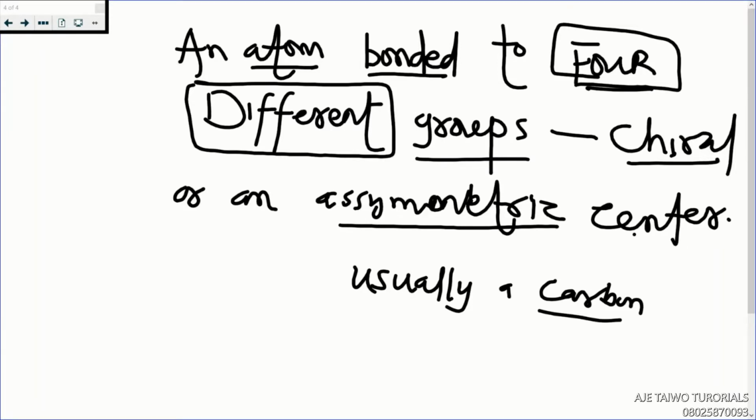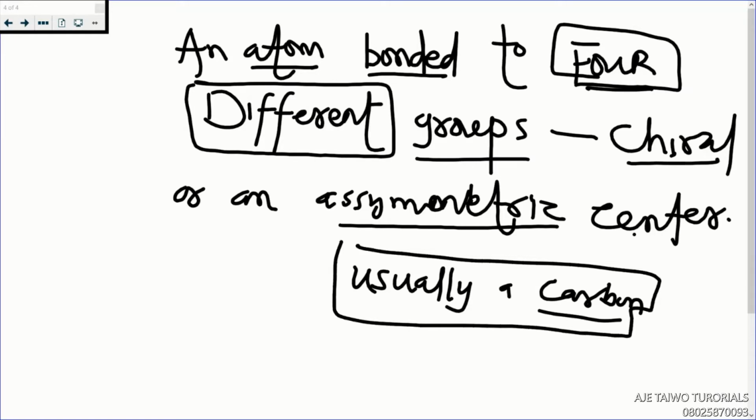Take note of that. In other words, carbon has that tetravalent nature. So if you're going to have an asymmetric center or a chiral center, you should usually have a carbon as the central atom. Why? Because carbon has that tendency of having four other atoms surrounding it. So carbon is usually the asymmetric, or chiral, center.